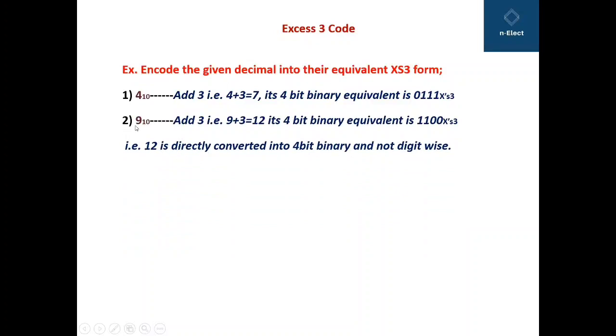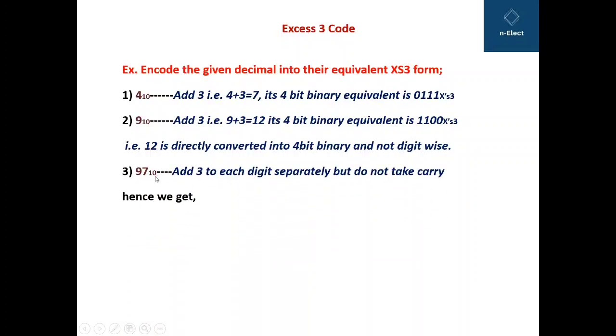Similarly, for 9 decimal, when we add 3 to it, we get 12. Its 4-bit binary will be 1100. So the XS3 code will be 1100 for 9 decimal. That is, 12 is directly converted into 4-bit binary and not digit-wise, which is what is done in 8421 code.